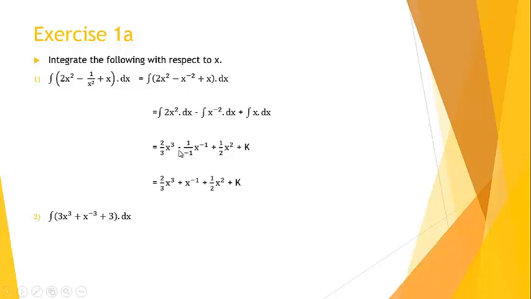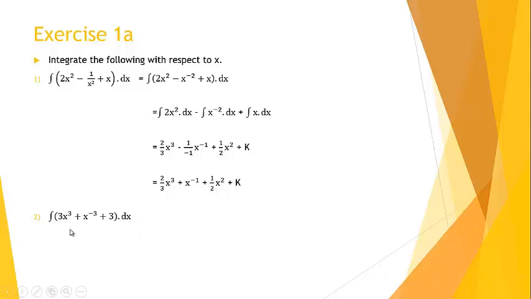So the common negative and the divided negative combine together and become a positive. And then 1 added to the 1, which is the power of x in this term, becomes 2. So it becomes x squared, and we divide by the new power, which is 1 over 2. So simplifying this expression gives 2 over 3 x cubed plus x to the power negative 1 plus 1 half x squared plus the arbitrary constant k.